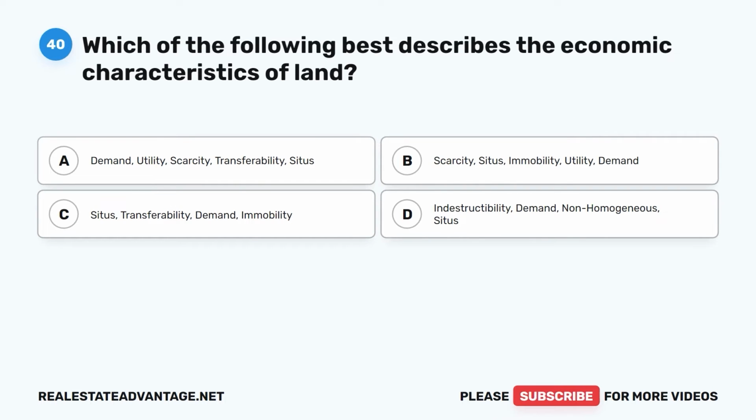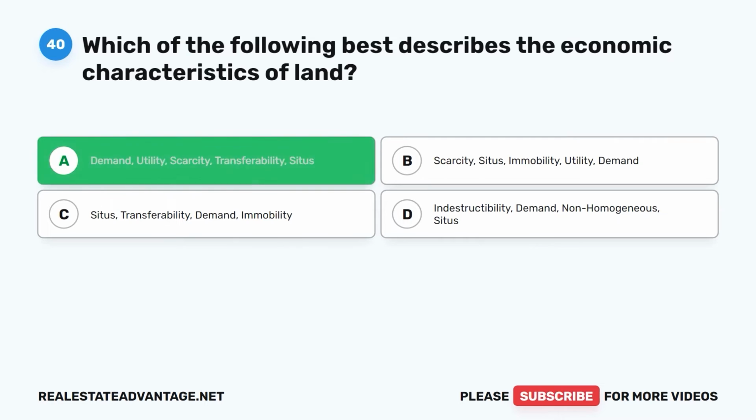Question 40. Which of the following best describes the economic characteristics of land? A. demand, utility, scarcity, transferability, situs. B. scarcity, situs, immobility, utility, demand. C. situs, transferability, demand, immobility. D. indestructibility, demand, non-homogeneous, situs.